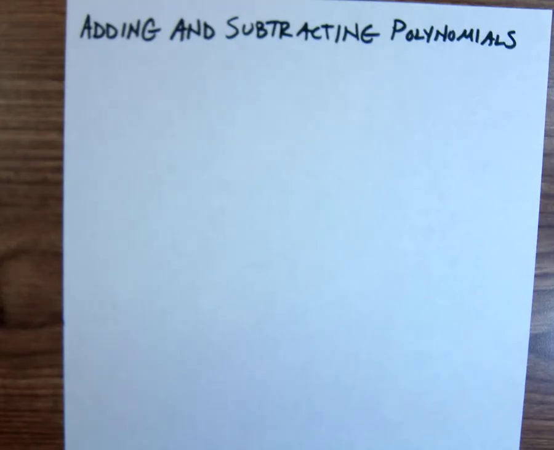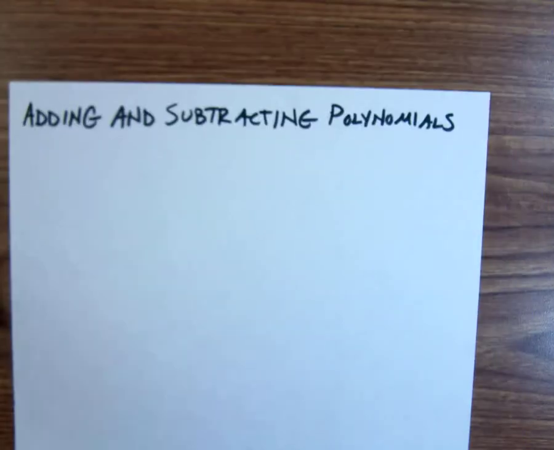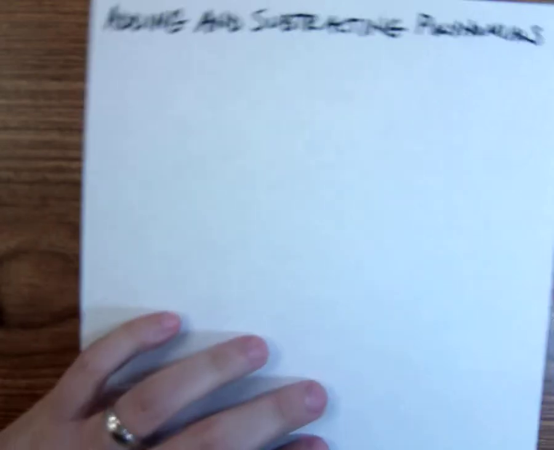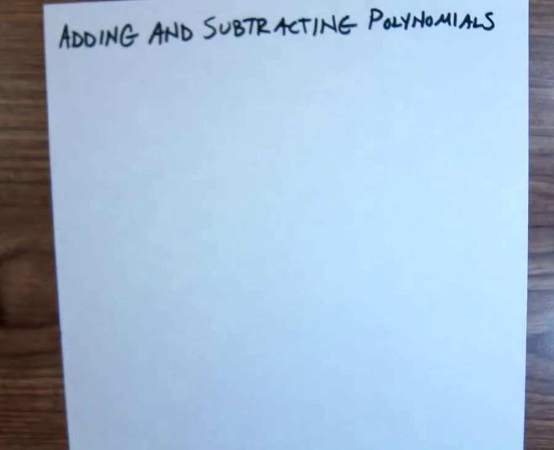Okay, so when you talk about adding and subtracting polynomials, I think the first question we should probably answer is, what's a polynomial? Any guesses? Any brilliant ideas on what a polynomial is? Really complicated math equation? It's actually not that complicated.